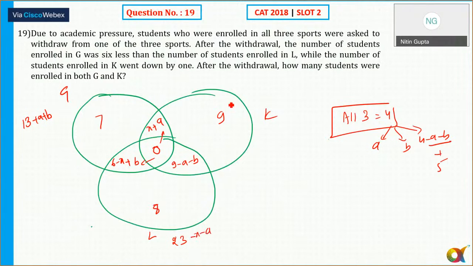And the number of students enrolled in K is equal to 9 plus 9, that is 18. A minus A will be cancelled, so that is equal to 18 minus B plus X. Now this is the new value here.